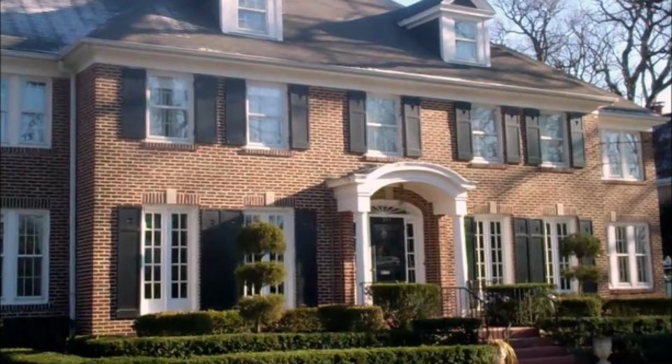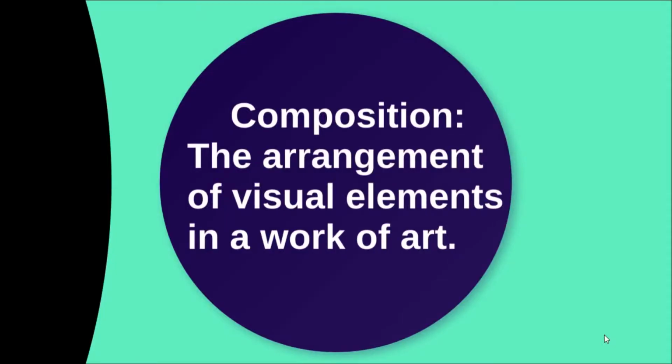Whether it's a school, a house, a gas station, a restaurant, or any building you can think of, they will all be made of pretty much the same stuff, but the stuff is arranged differently. The elements and principles function similarly, which brings us to our first vocabulary word. So composition is the arrangement of visual elements in a work of art. So just like constructing a building, making a piece of art also involves arranging elements.